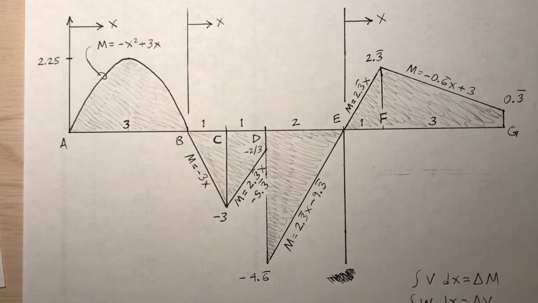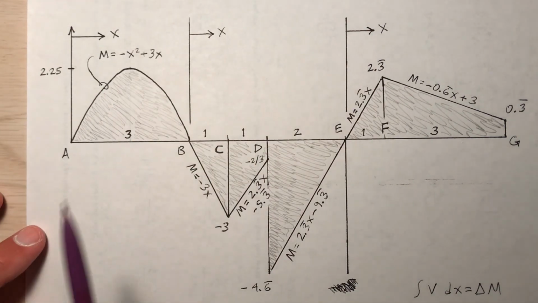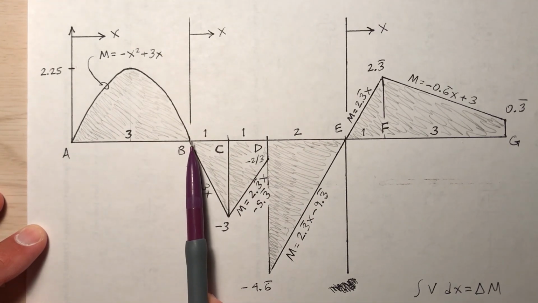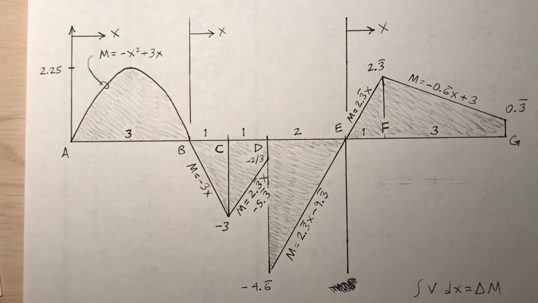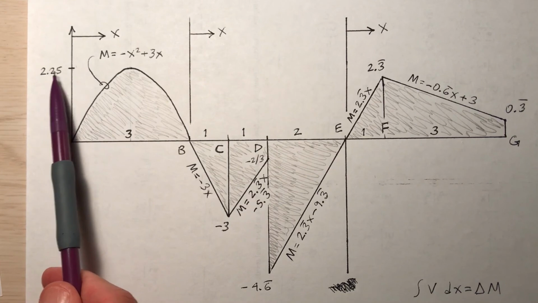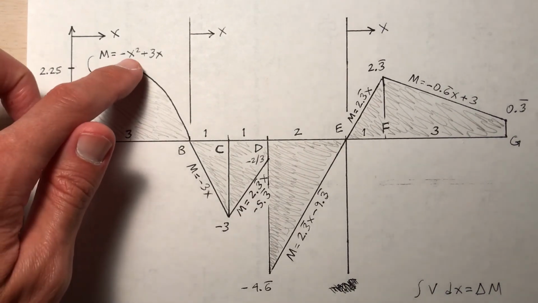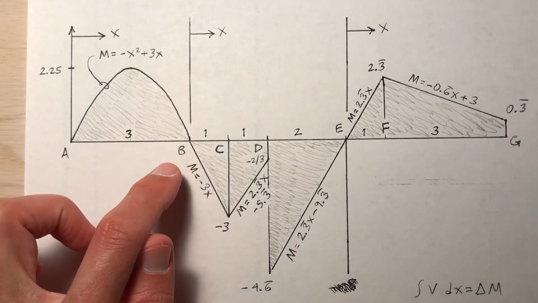And now here's my moment diagram. Notice that I'm labeling where the new x values start. Between A and B, x is 0 at A, x is 3 meters at B. I derive the equation -x² plus 3x. That's a parabola. You can graph that in a graphing calculator, which will also tell you the maximum is at 2.25. You can also take the derivative, set it equal to 0 to find the maximum. Then the moment goes back down to 0 at B.